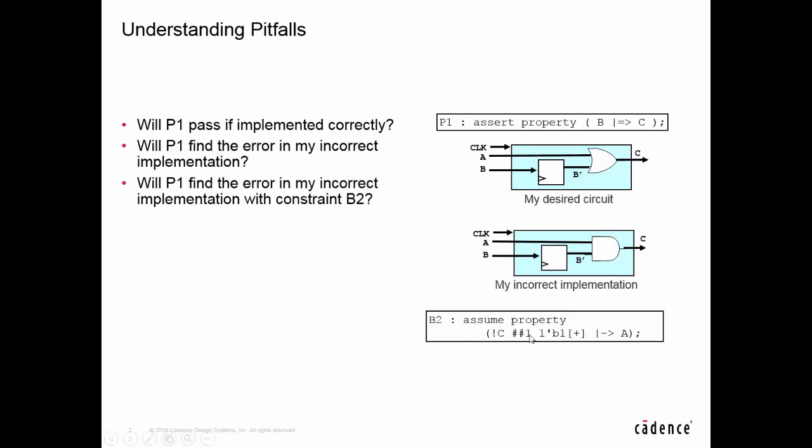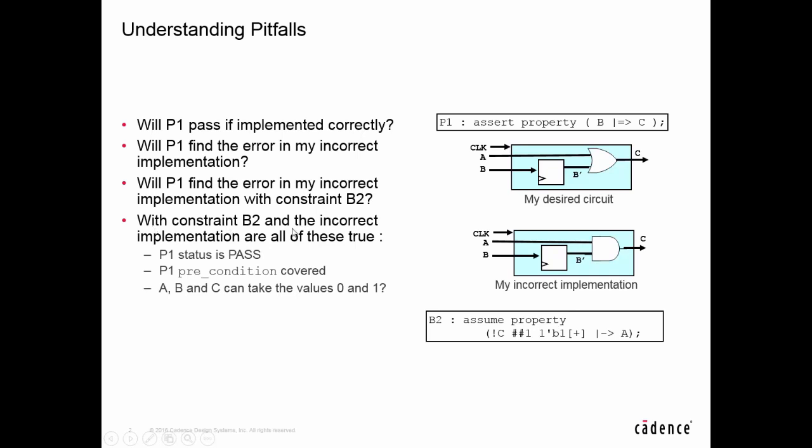This is relatively few characters, and I could already see an optimization here. Instead of saying 1 tick B1, I could have just put the number 1. Okay, so I've saved myself 3 characters already. So the question being asked is, given this assumption, will this property shown here detect this incorrect implementation? I've already determined that yes it would without the assumption considered, but with the assumption would it or would it not? With a constraint and the incorrect implementation, the property status for this property here will be pass.